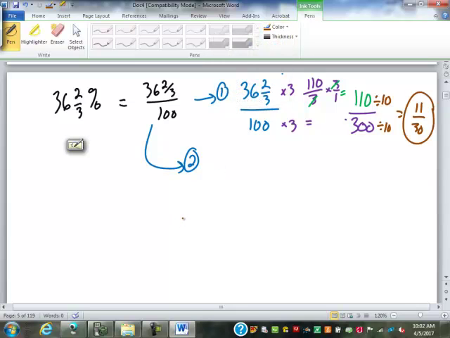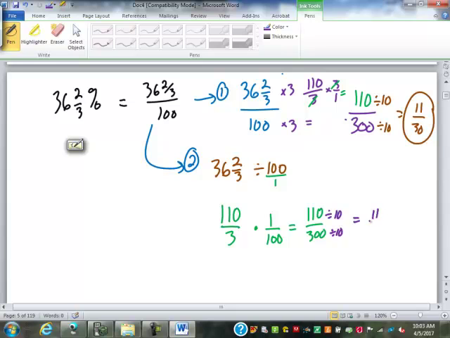Option 2 is to simply divide it out. A fraction can be thought of as a division problem. So 36 2/3 divided by 100, but dividing it out as fractions. So that becomes 100 over 1. 36 2/3 still has to be turned into an improper fraction. 36 times 3 is 108, plus 2 is 110. So it's 110 thirds. Instead of dividing by 100 over 1, we're going to multiply by 1 over 100. So that's 110 over 300, which is where we just were. Both of them divide by 10. It's 11 over 30.